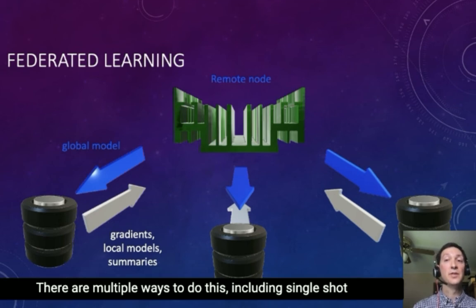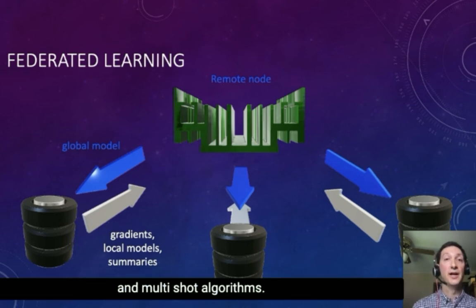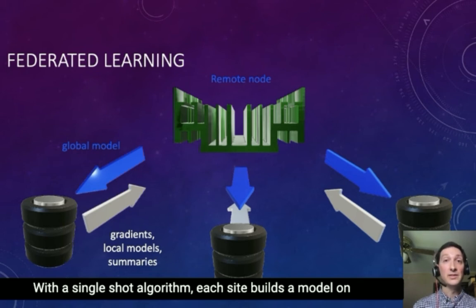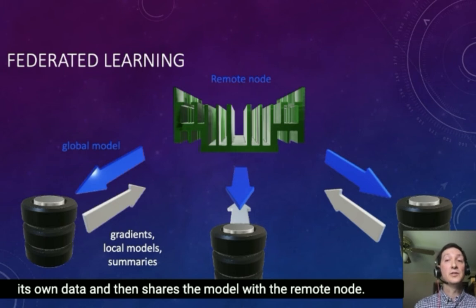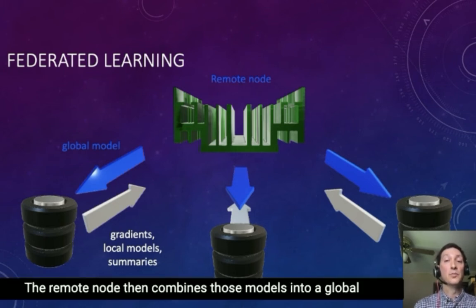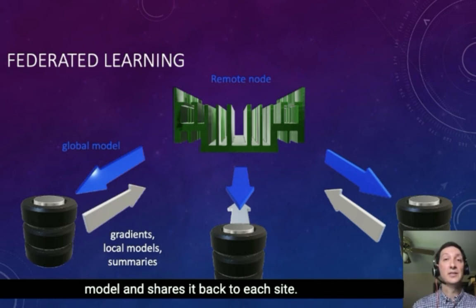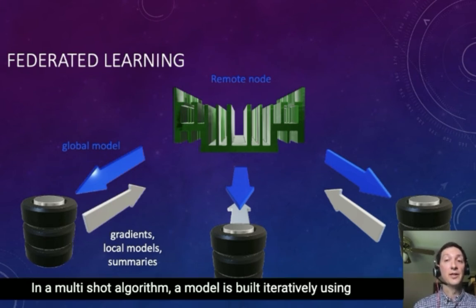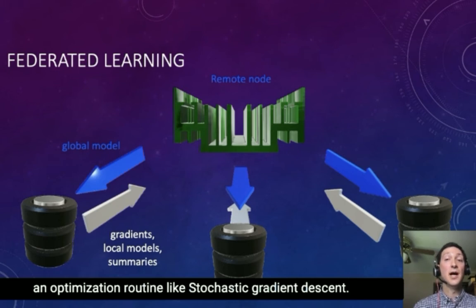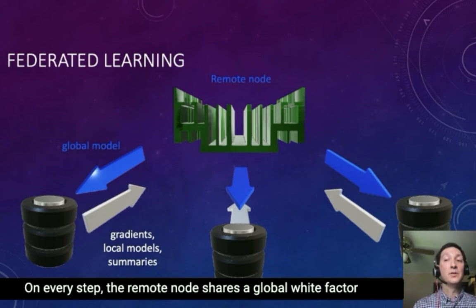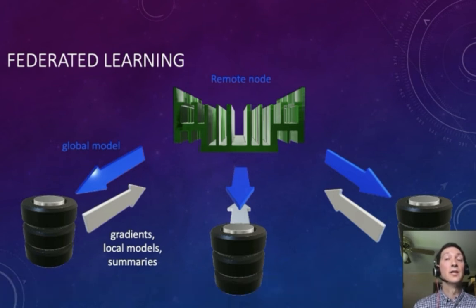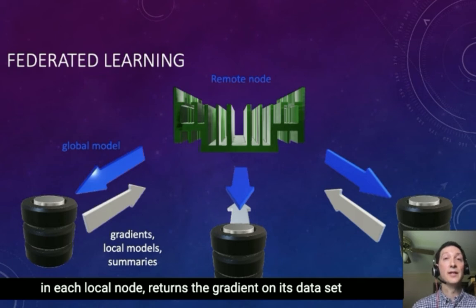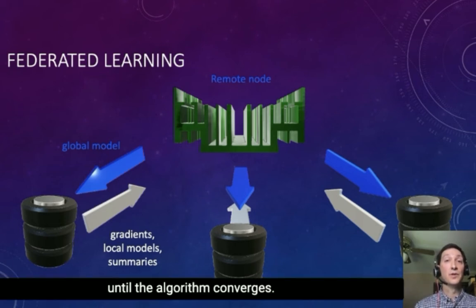There are multiple ways to do this, including single-shot and multi-shot algorithms. With a single-shot algorithm, each site builds a model on its own data and then shares the model with the remote node. The remote node then combines those models into a global model and shares it back to each site. In a multi-shot algorithm, a model is built iteratively using an optimization routine like stochastic gradient descent. On every step, the remote node shares a global weight vector, and each local node returns the gradient on its dataset until the algorithm converges.